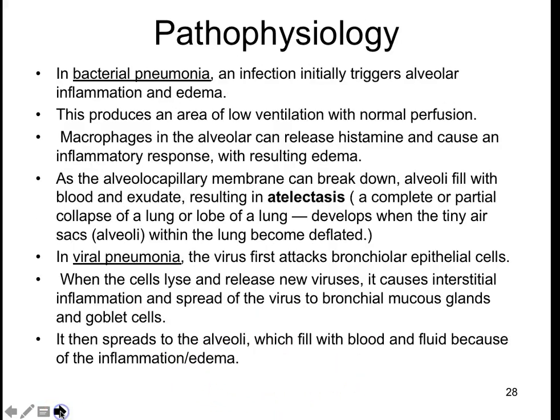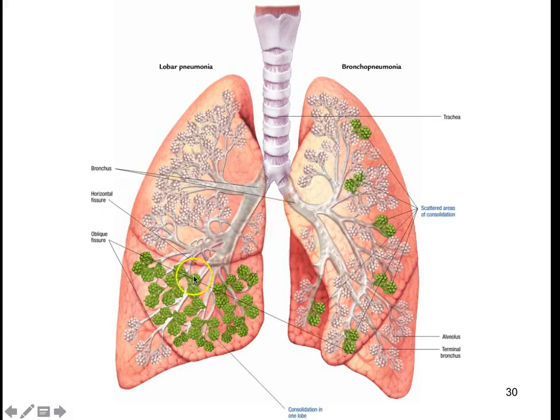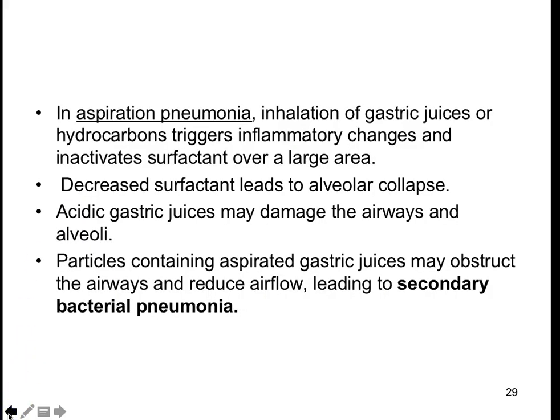Okay, so again, what I want to show you is this image right here. This is an example of lobar pneumonia. You see your three lobes on the right side of the lung, whereas bronchopneumonia, you can see, is dispersed throughout the lung. So let me go back, because either one of them can be bacterial or viral.